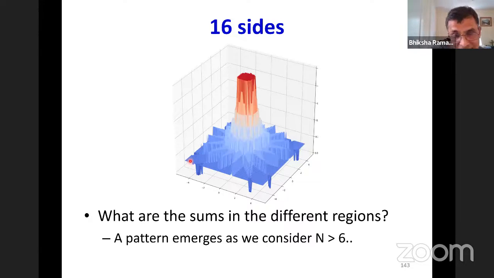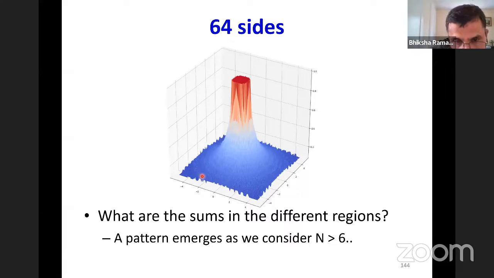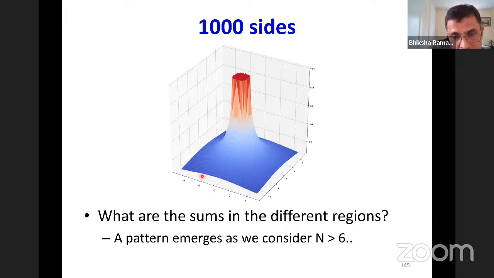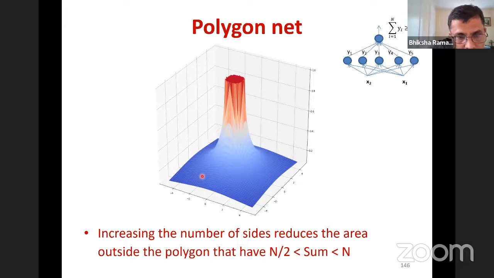If I go up to 16 sides, the sum is 16 inside here. These little orange regions are where it's 15, this is 14, this is 13, this is 12, this is 11, this is 10, this is 9. What do we observe? As you keep going up, the area, or rather the volume of the space within which the sum of the hidden layer neurons is less than n, but greater than n over 2, keeps becoming smaller and smaller and smaller. Here it is with 1,000 sides, right? So increasing the number of sides reduces the area outside the polygon where the sum is between n over 2 and n. Does this make sense to everyone?